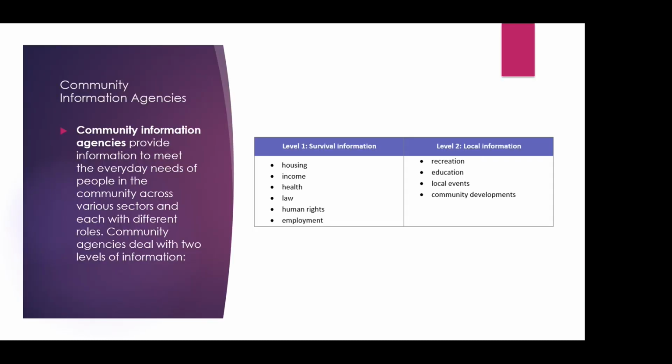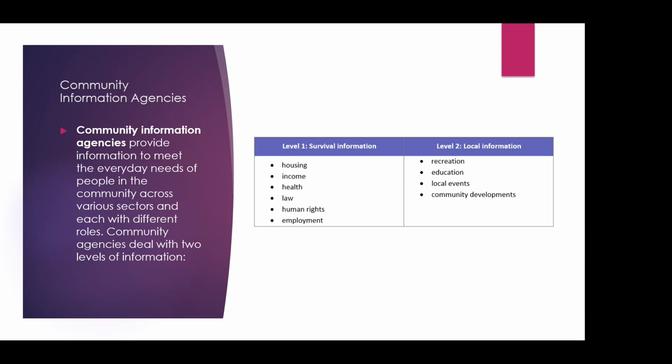So then we talk about community information agencies. And what I mentioned in the beginning is that there are two different kinds of community information agencies. One category is public, the other category is private. And so here what we're talking about is public information agencies that provide information to meet the everyday needs of people in the community across various sectors, each with different roles.